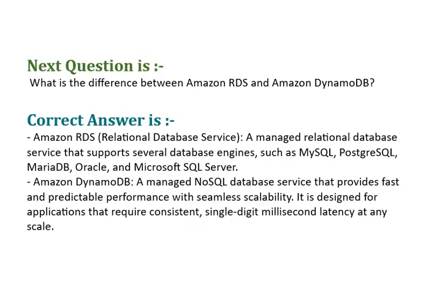Our question is, what is the difference between Amazon RDS and Amazon DynamoDB? Correct answer is, Amazon RDS, Relational Database Service, a managed relational database service that supports several database engines such as MySQL, PostgreSQL, MariaDB, Oracle, and Microsoft SQL Server.